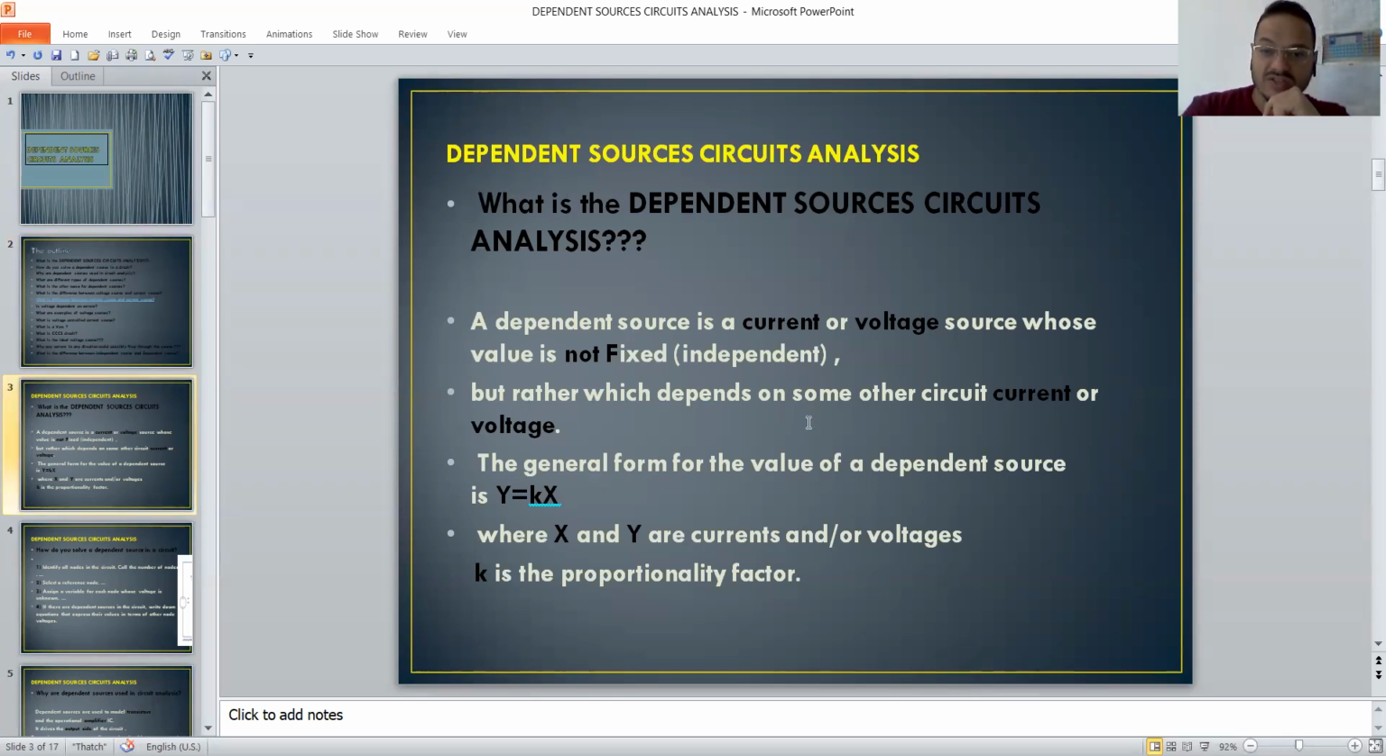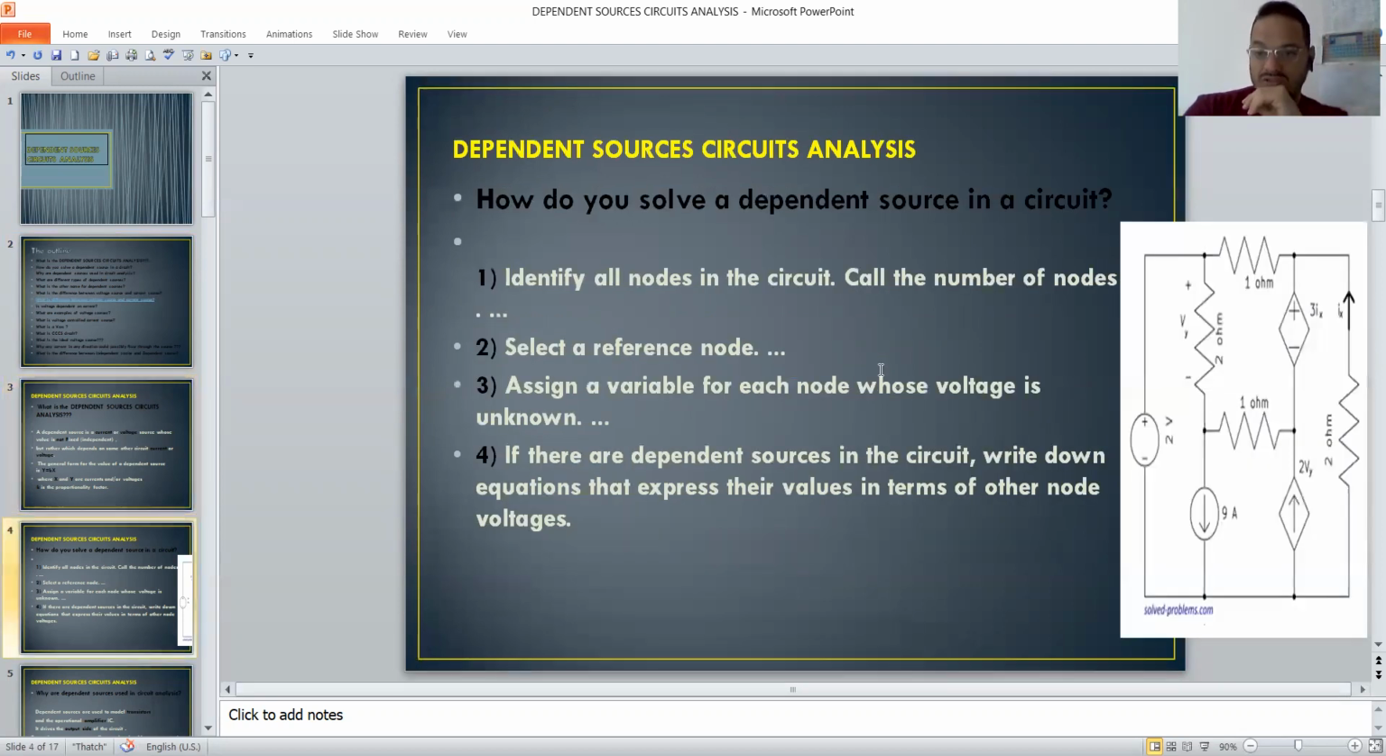It depends on some other circuit's current or voltage. The general form for the value of a dependent source is y equals kx, where x and y are current or voltage. But here we have a constant element. This element is k, the proportionality factor. Whether we're dealing with current or voltage, k will be the same because it's constant.